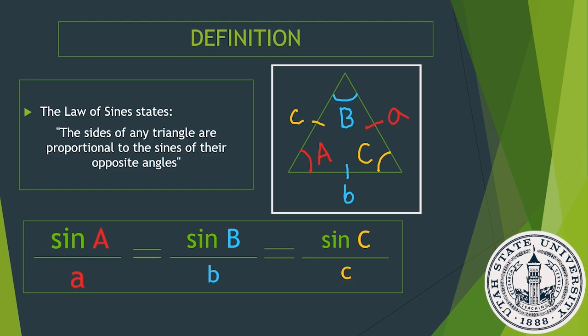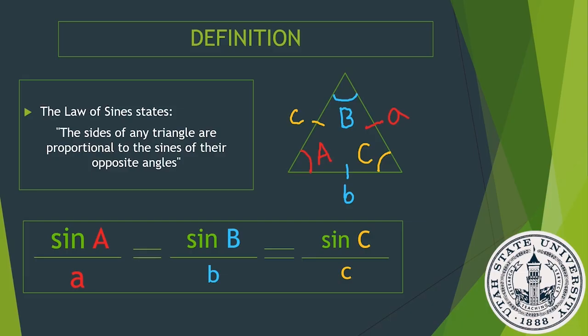And so looking at this triangle that I've drawn on the right of the slide, what the law of sines is actually saying is that the sine of angle A over side A is equal to the sine of angle B over side B, which is equal to the sine of angle C over side C. And that's the equation that's written on the bottom of this slide.